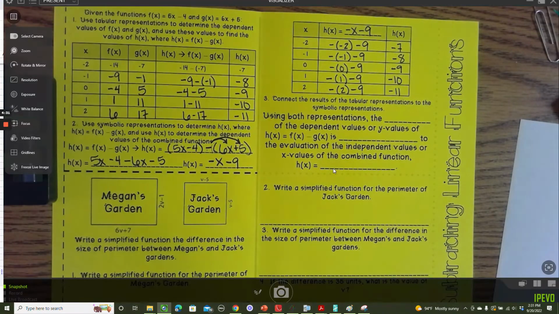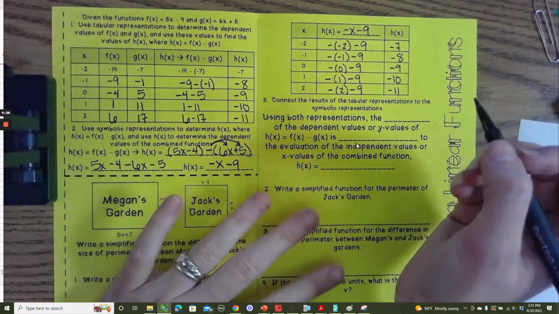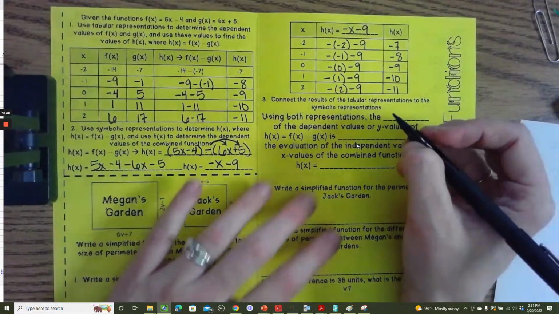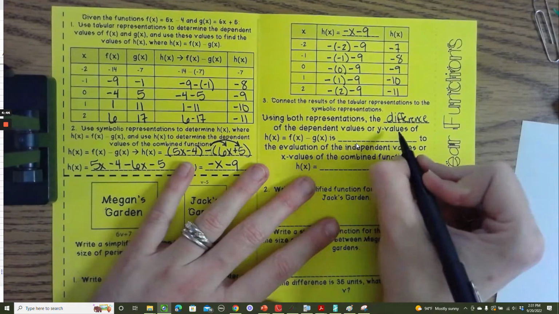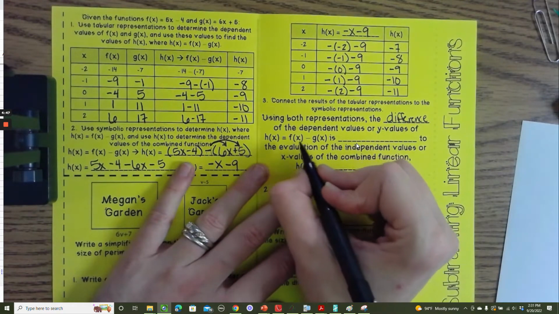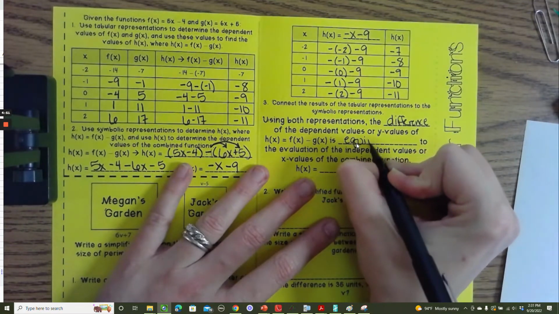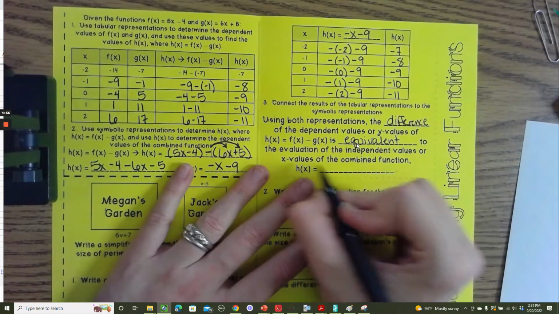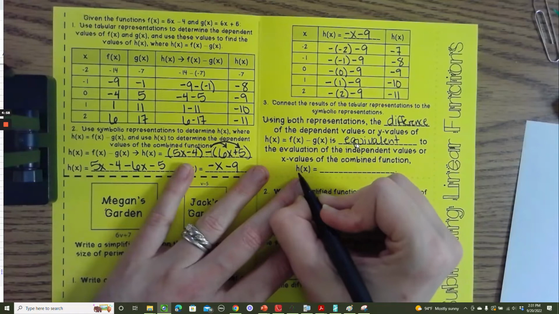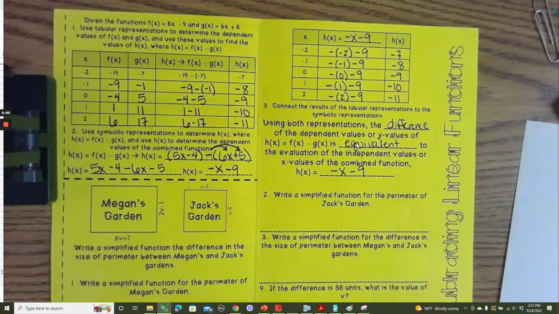So now we're going to connect the results of the tabular representations to the symbolic representations. Using both representations, the difference, the answer to a subtraction problem of the dependent values, or y values, of h of x equals f of x minus g of x, is equivalent to the evaluation of the independent values, or x values, of the combined function h of x equals negative x minus 9.